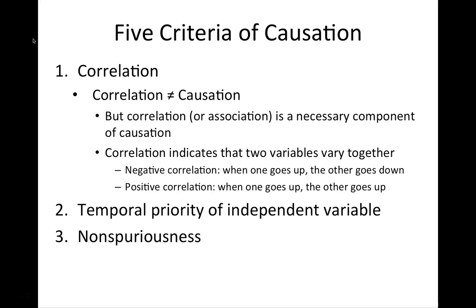And so we'll talk about some examples of that as we move forward. So those are the three primary criteria of causation. What can strengthen our claims of causation is also understanding the mechanisms of that causal effect. So why and how does the independent variable have its causal effect on the dependent variable?